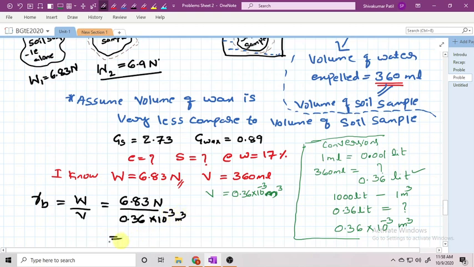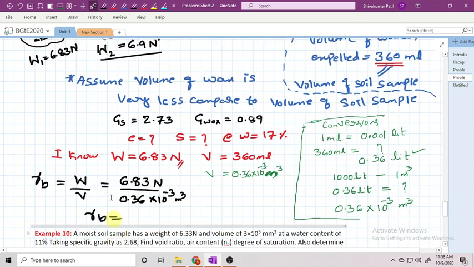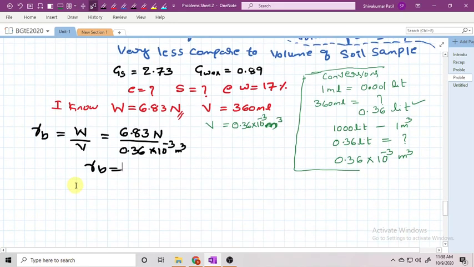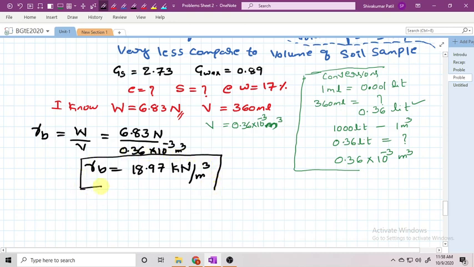So the bulk unit weight of the soil is equal to, calculate how much you will get. You will get around 18.97 kilo Newton per meter cube. So this is the bulk density I have got.